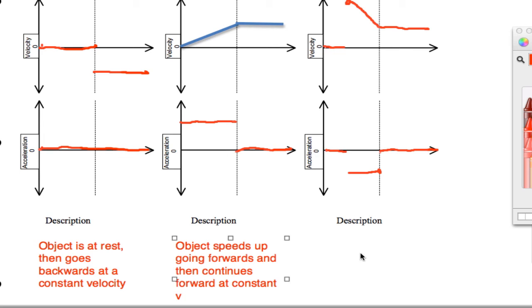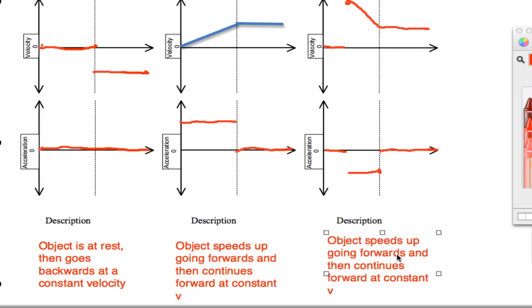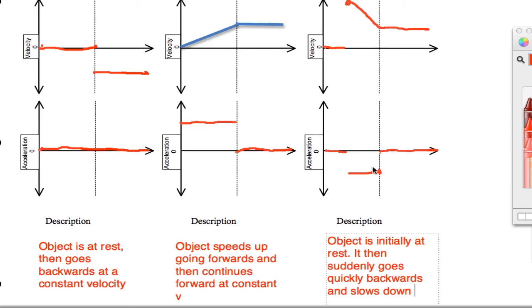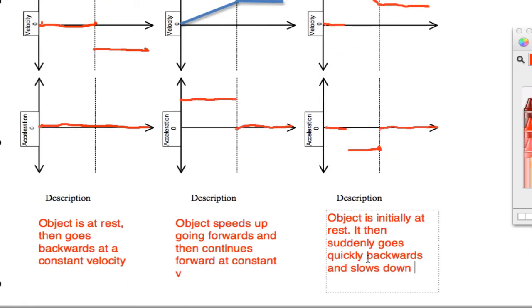And then for this last one, a little bit more intricate or interesting, the object is initially at rest, it then suddenly goes quickly backwards and slows down. No, is it backwards? Let's double check. No, quickly forwards and then slows down to a steady pace going forward.